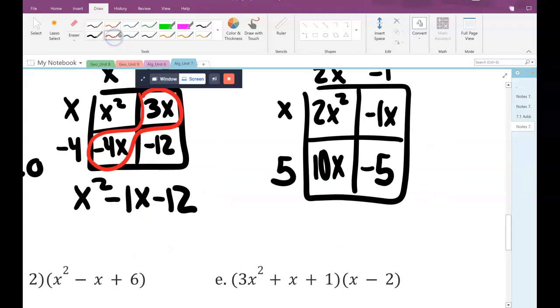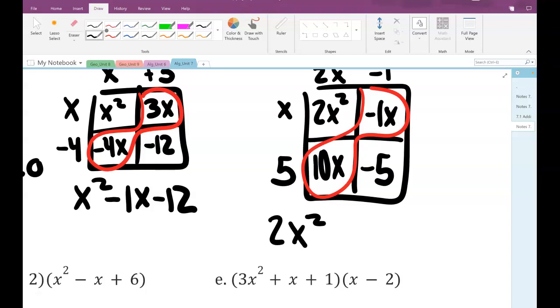Again, along our diagonal, we have 2 like terms. They're both x terms, so we can combine them. 2x squared minus 9x minus 5. Oops, it should be plus 9x, because 10x minus 1x is plus 9x.